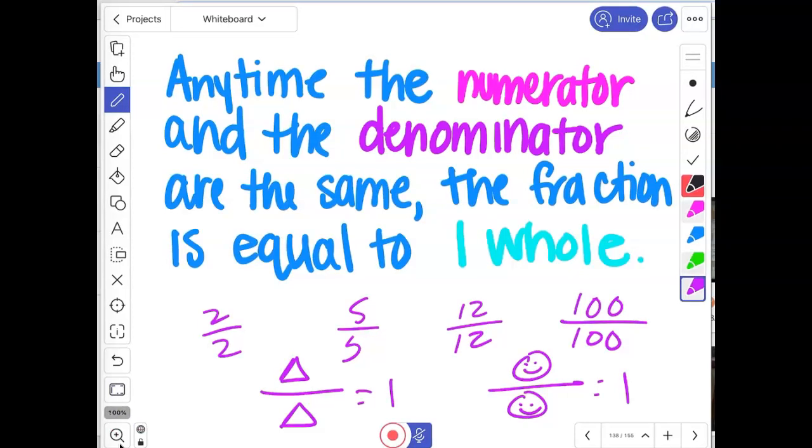Now you're going to go practice identifying fractions that are equal to 1. I'm expecting that you're going to do awesome on this because you are great mathematicians and you can see this pattern. When the numerator and the denominator are exactly the same, your fraction is 1.